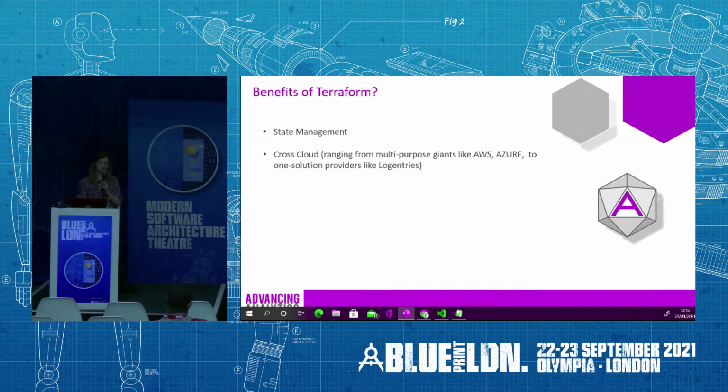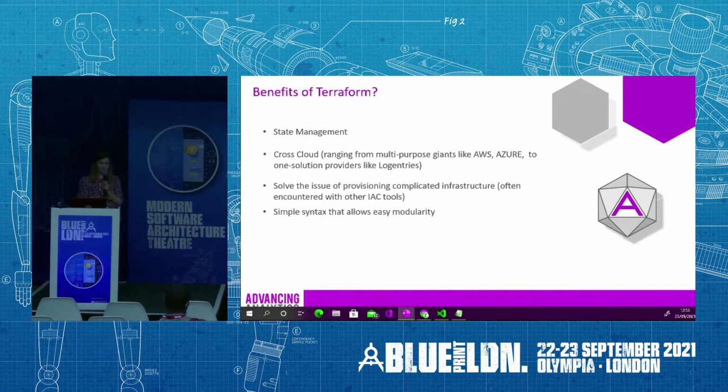Terraform is cross-cloud, as we mentioned before, so you can range from multi-purpose giants like AWS and Azure, to single-solution providers like Logentries. It solves the issue of provisioning complicated infrastructure often encountered with other infrastructure as code tools. So like I mentioned, ARM is great, but it can become quite complex quite quickly. It also has a simple syntax that allows easy modularity.